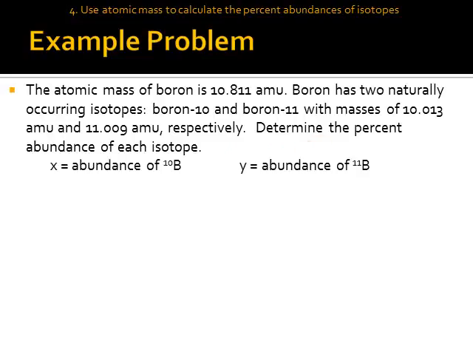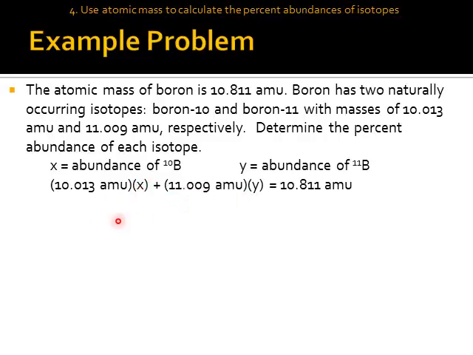So here's what we know. We know we have to find the abundance of boron 10 and boron 11. So I'm going to come up with a couple of symbols or variables. We're going to say X is the abundance of boron 10 and Y is the abundance of boron 11. I know what the atomic mass is. So thinking about the equation that we have seen for calculating an atomic mass, I know the atomic mass is the actual mass of the atom times the abundance in decimal form, and then we add those together. So I know that 10.013 AMUs times the abundance of boron 10 plus 11.009 AMUs times the abundance Y equals the atomic mass of 10.811 AMUs.